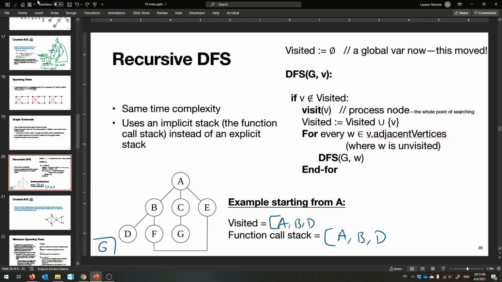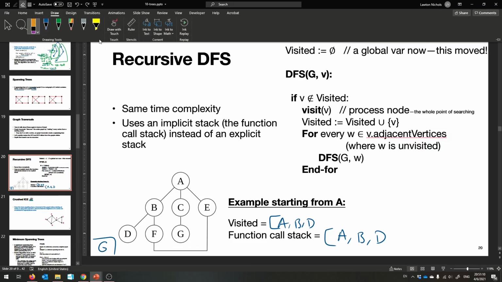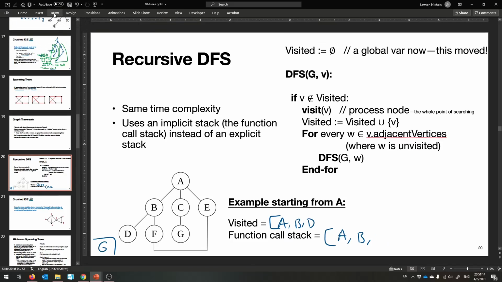Okay, D's gone. And so now we're doing more of B's. We're still working on B's unvisited adjacent vertices, so we still have F to worry about. So we're going to push F, which means call DFS G comma F. Yeah, that's the idea. And so now we visited F, and sorry, I should remember the order.